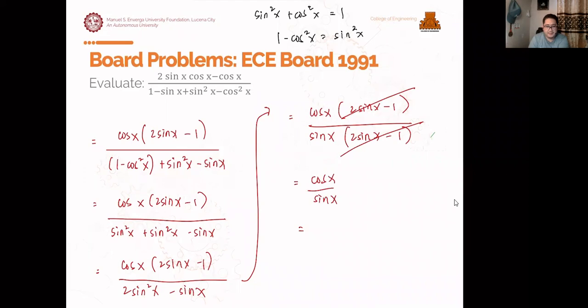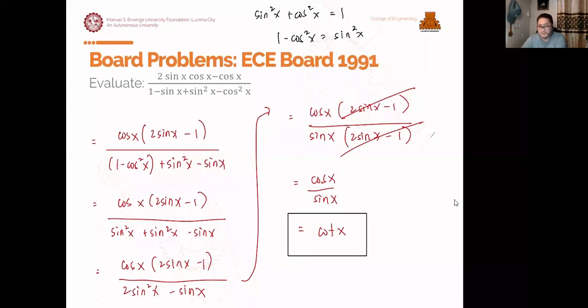Anyone? Cosine x over sin x. Anong equivalence na trigonometric function yan? Kung si tangent is sin x over cosine x, ano si cosine x? Cotangent. Cotangent. Thank you. So that will be cotangent of x. So that will be our final answer for this particular problem.